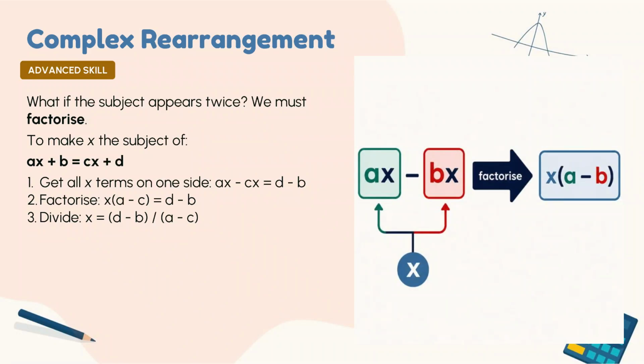That gives ax - cx = d - b. Now x appears in both terms on the left, so we factorise. x(a - c) = d - b. Finally, divide both sides by a - c. So x = (d - b)/(a - c). The key step here is factorising when the subject appears in more than one term.